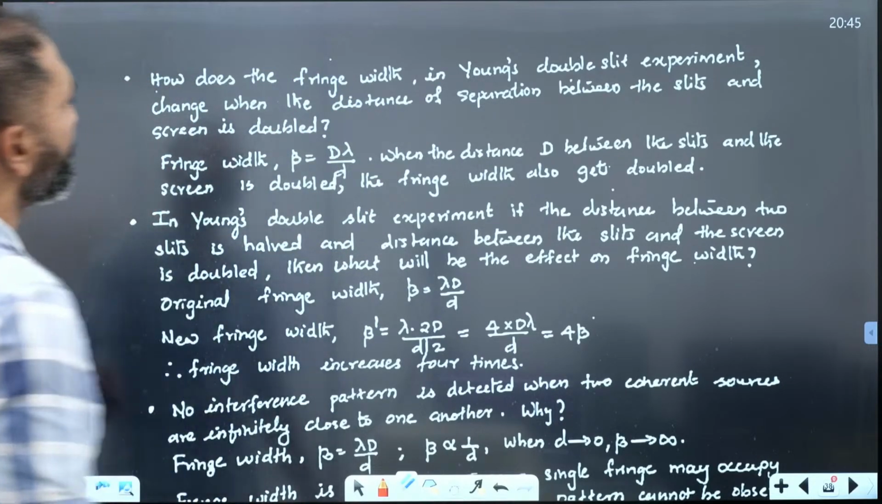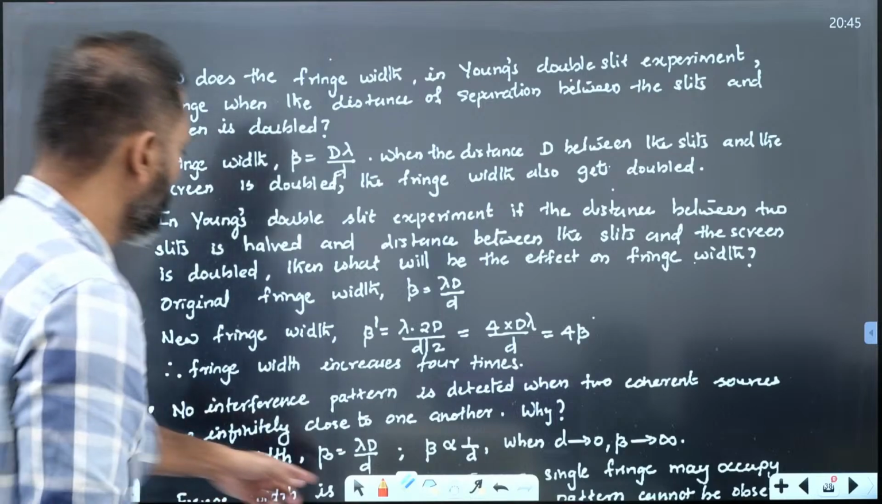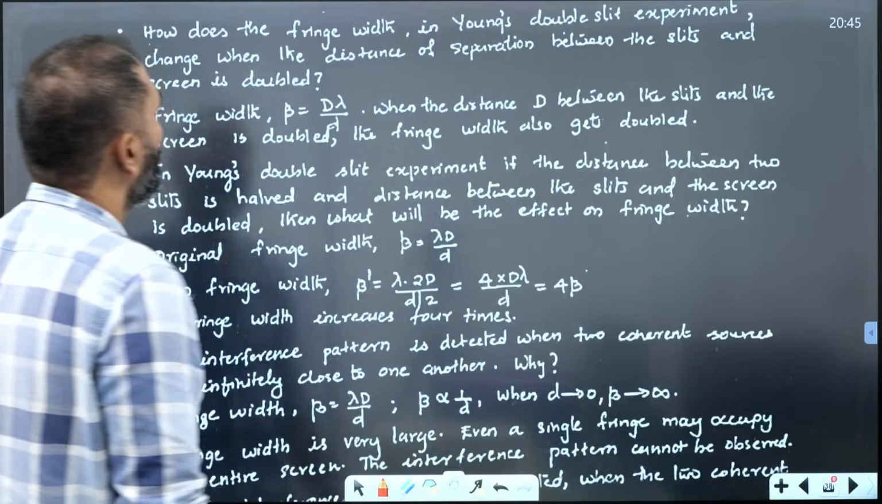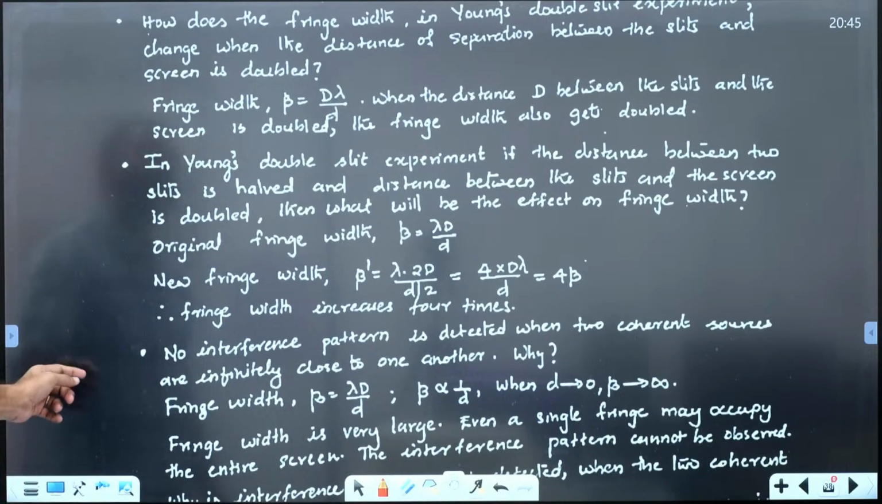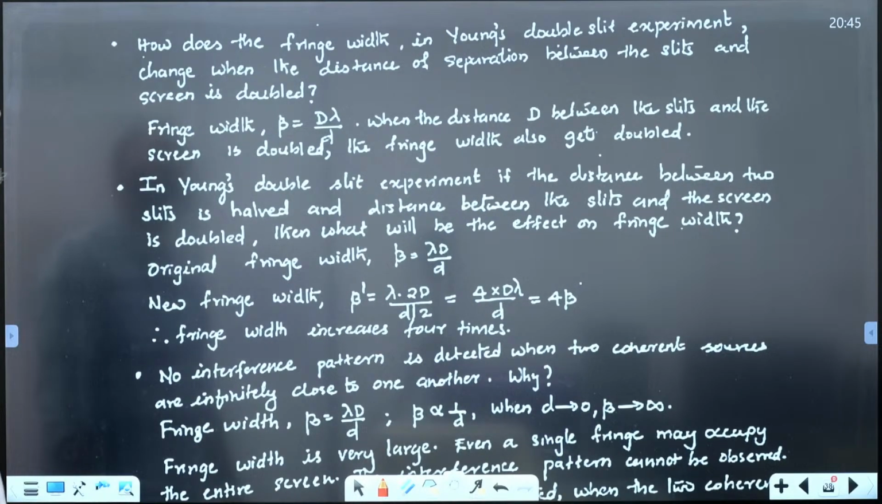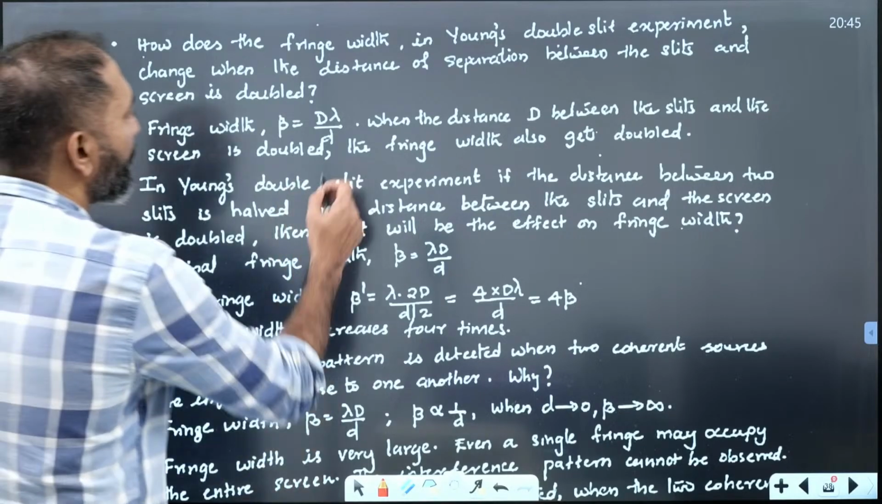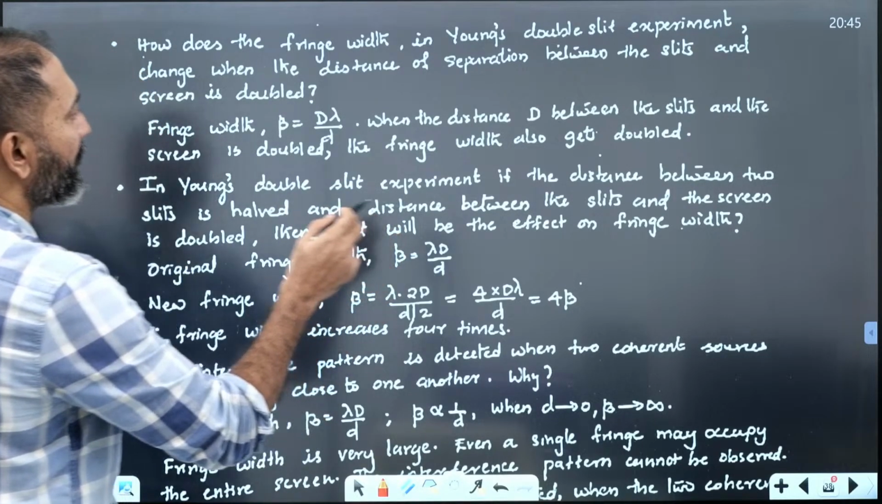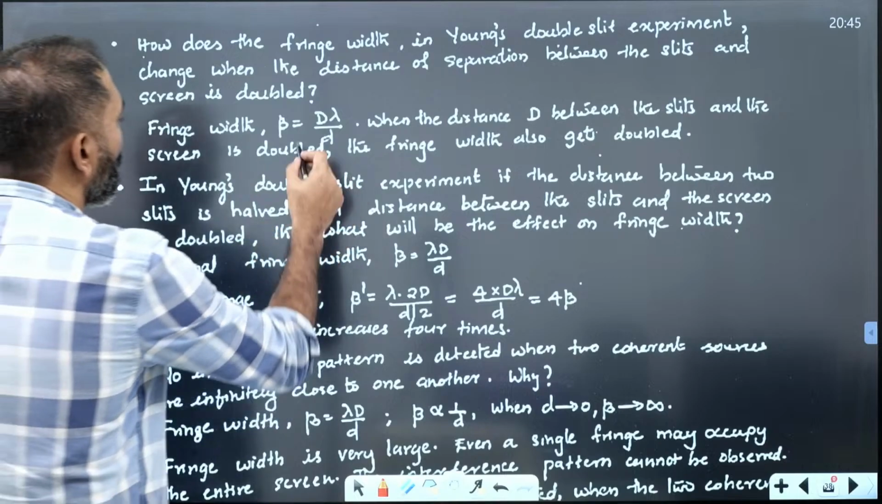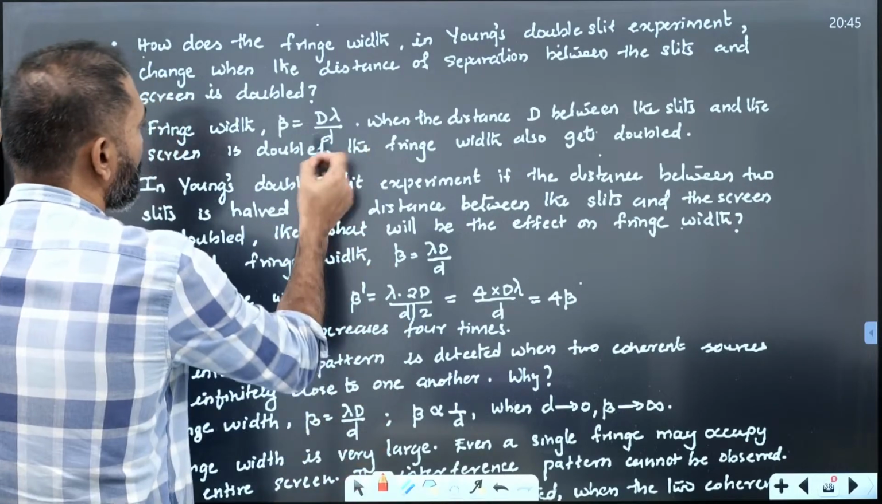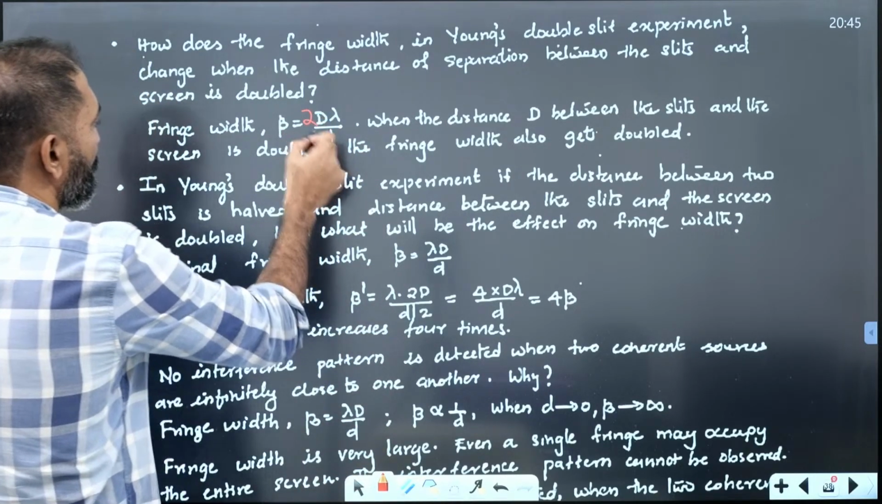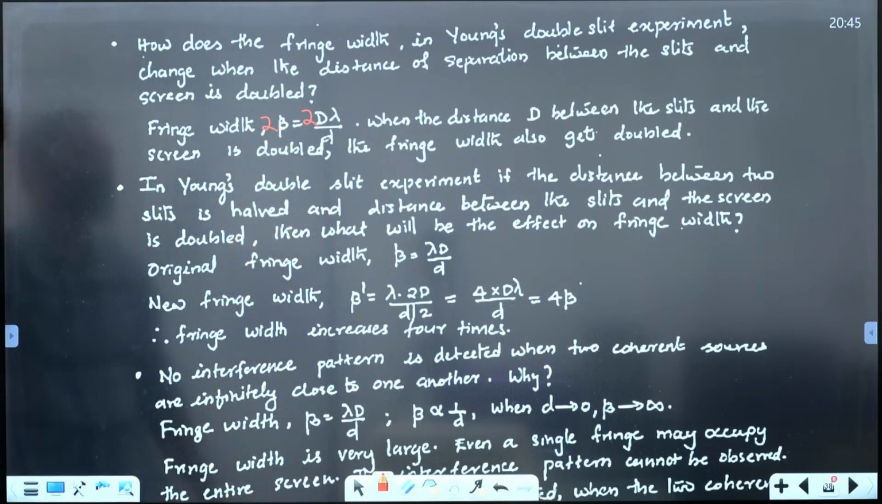How does the fringe width in Young's double slit experiment change when the distance of separation between slits and screen is doubled? Both are doubled means what? So both will cancel. Fringe width beta equal to D lambda by d. Distance D between slits and the screen is doubled. So only small letter d is increased. No, sorry, capital letter D is doubled. So fringe width also becomes 2 times.